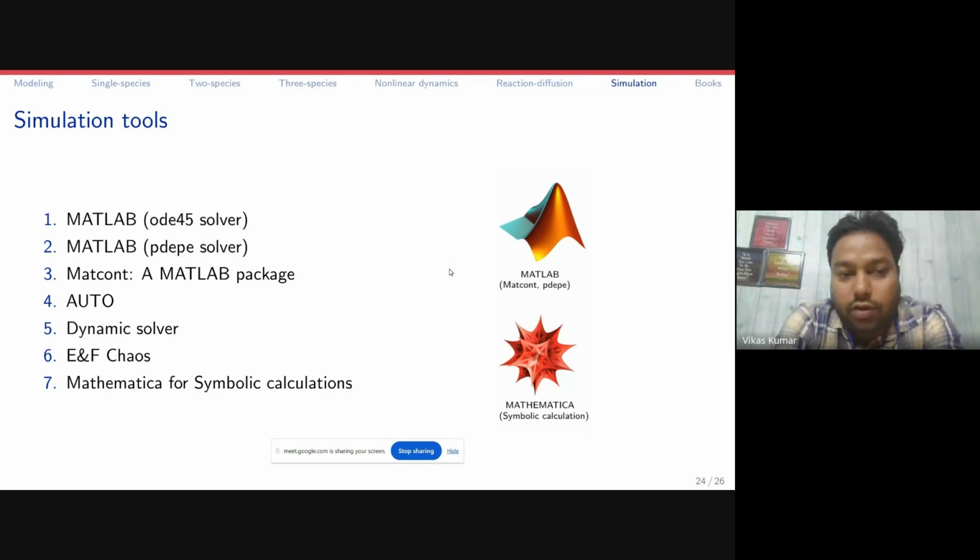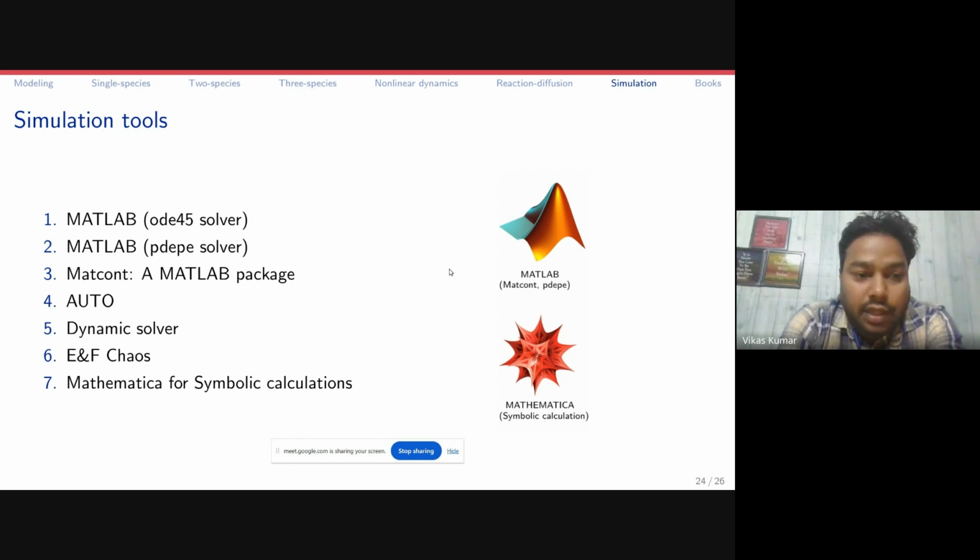It is built-in code in MATLAB. You can easily find it on the internet by searching ODE45 solver, and you can see that they have solved some three systems or two systems with the ODE45 solver, and then you can solve your own system with that. So this is the ODE45 solver. And if you want to solve the PDE system, then there is a package which is called the PDEPE solver in MATLAB. So you can easily solve one-dimensional systems of equations or PDEs with that.